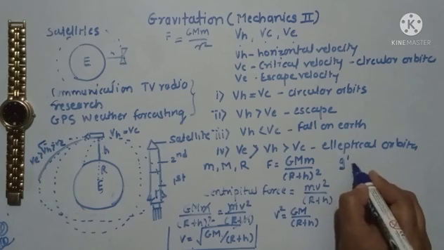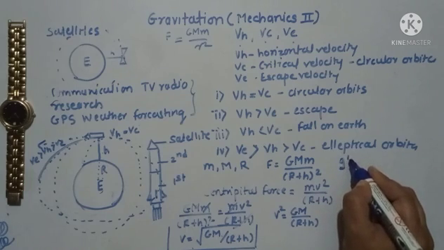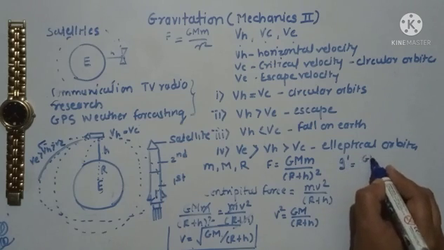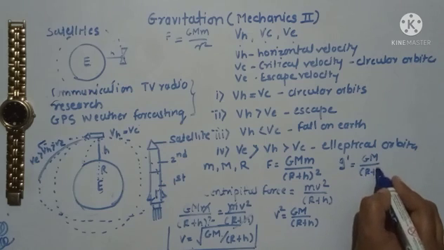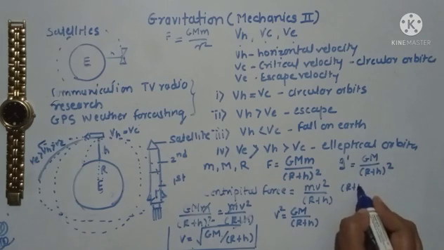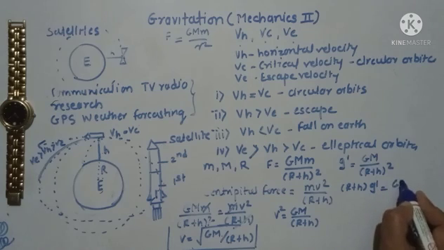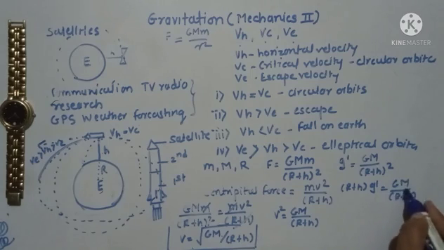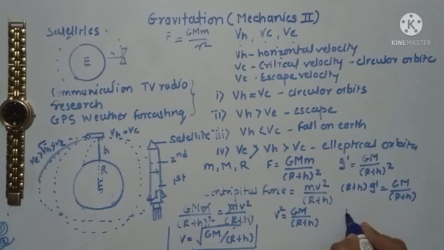See, if this g dash is the acceleration due to gravity on the satellite at height h, it is given by GM upon (r plus h) whole square. Or if I multiply by r plus h on both sides, it will give me GM upon r plus h. Now if I put this value of GM upon r plus h in this equation, I am going to get v is equal to square root of g dash into (r plus h). So this is the relation between the horizontal velocity and the acceleration due to gravity at a particular height h.